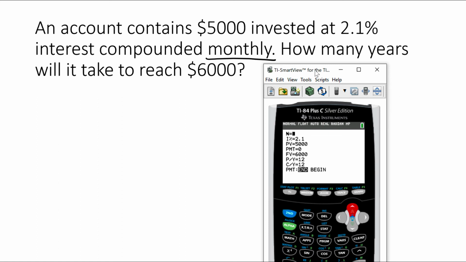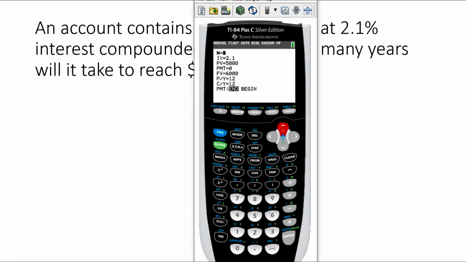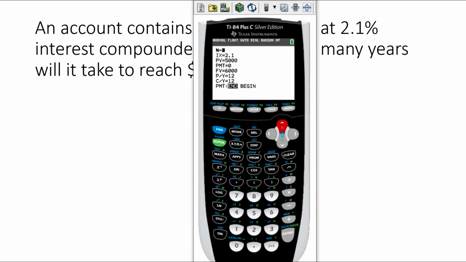So if you're ever stuck on a problem and you can't figure out what you're solving for, just start plugging in things to see what things you don't know. All right, now to solve this, we're going to hit alpha and then enter. Though I purposely made a mistake here. So you're going to see I'm going to get an error when I do this. So I got a domain error. So let's look at why.